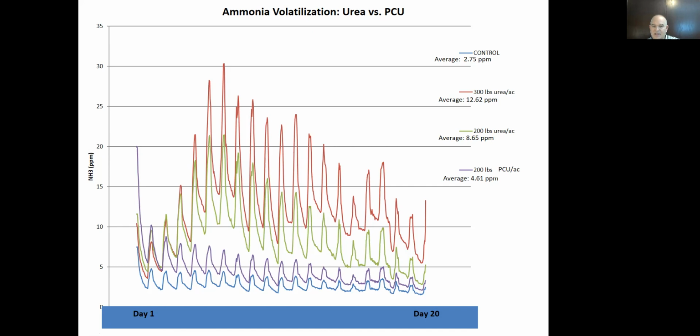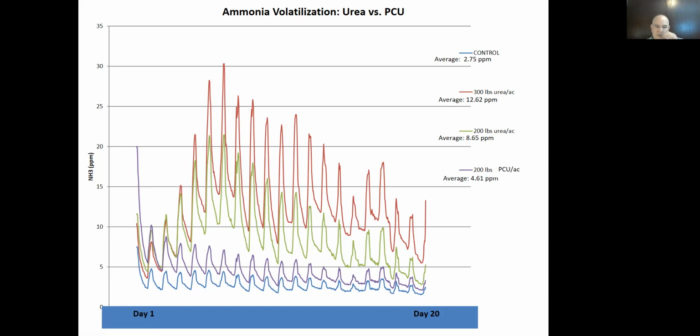And you'll notice that even the control, which is unfertilized along the bottom here, is getting some. I mean, we get background levels; this is a part of the natural cycle of things. But when we start putting on fertilizers, such as the red and the green lines here, we are actually greatly increasing the amount of nitrogen that's being lost to the atmosphere.